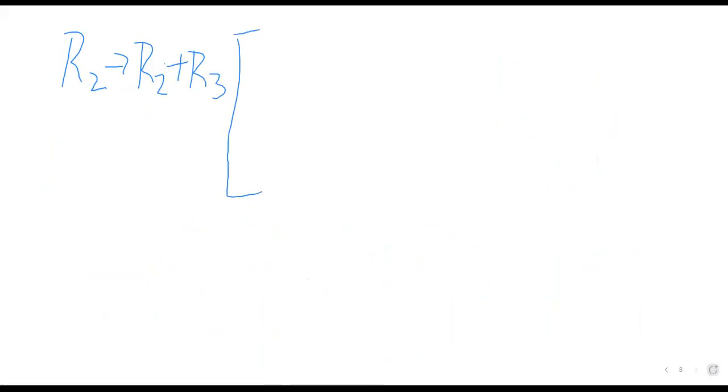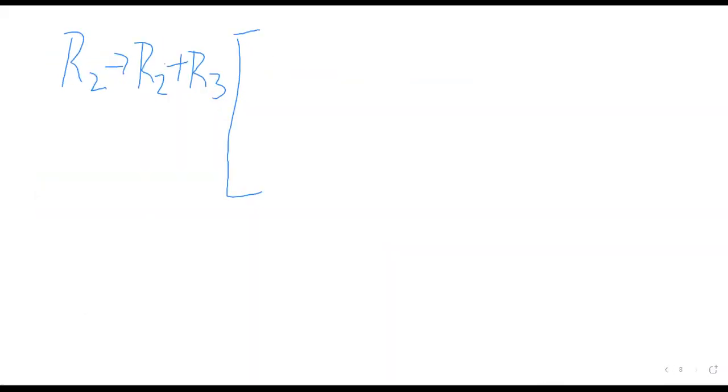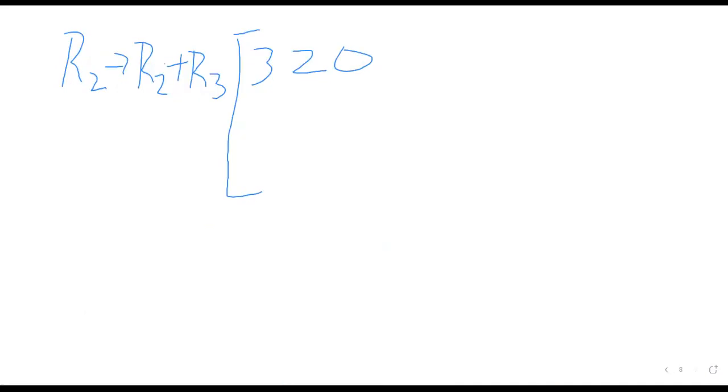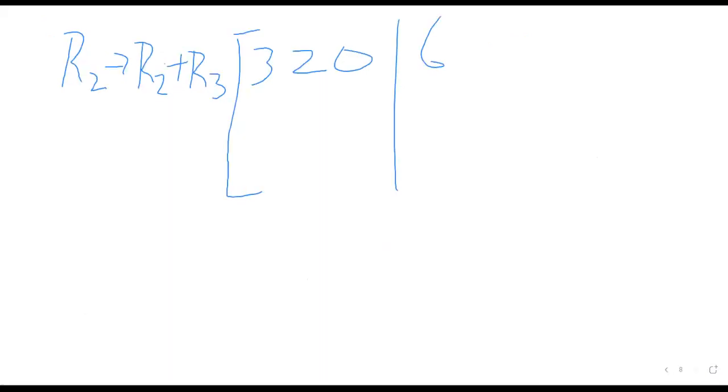All right, so let me quickly put row 1 down. Row 1 is 3, 2, 0, and then 6. Row 3, let me write them down: 0, 2, 1, 6.